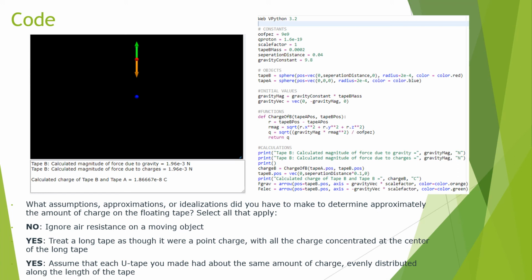And so what assumptions and approximations did we use? We did not have to ignore air resistance, as tape B was simply floating and not moving. We did treat the long tape as though it was a point charge, as shown in the model, and we did assume that each tape had about the same amount of charge and evenly distributed.